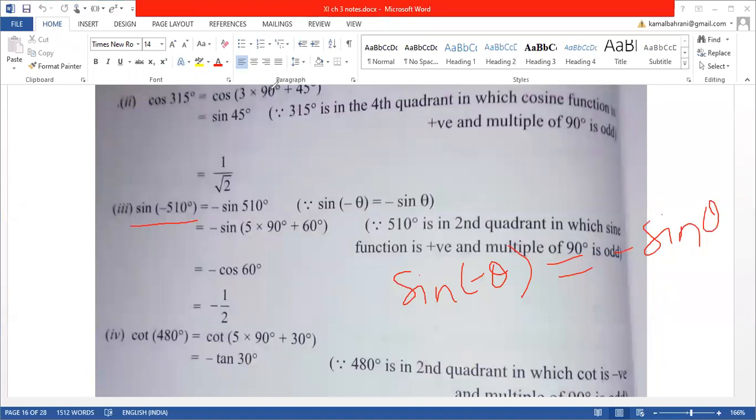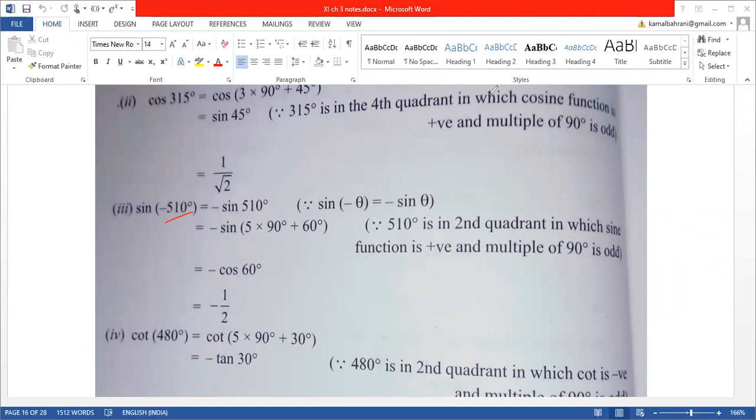I explained in the last class also that sine of minus theta is minus sine theta, whereas cos of minus theta is cos theta only. So we have sine of minus theta, so we can write minus outside, minus of sine theta. Clear? With this rule. Then how can we write 510? It's a very big value.